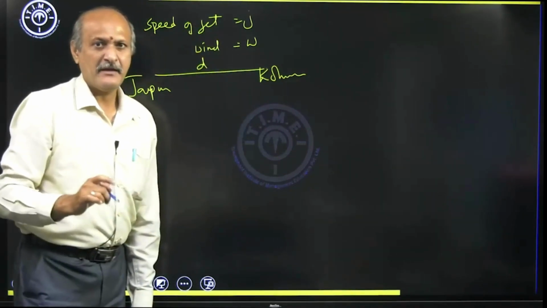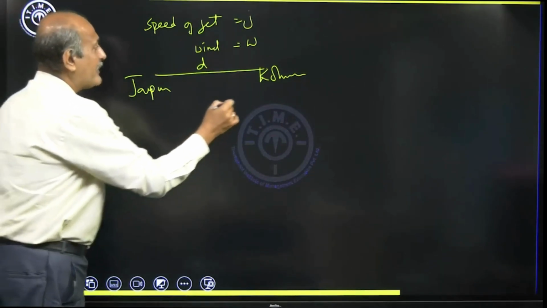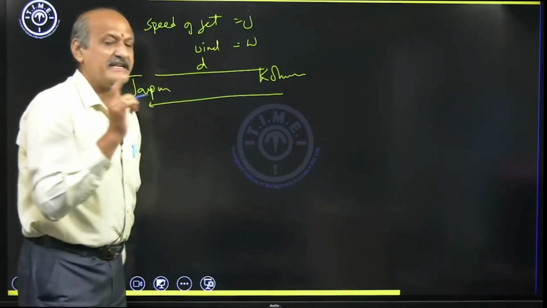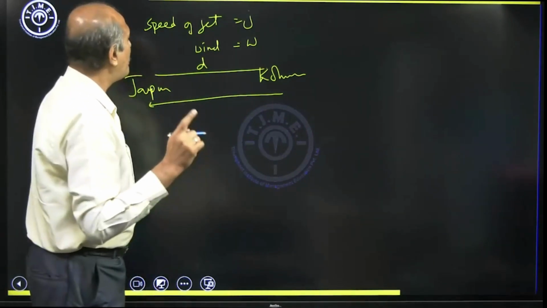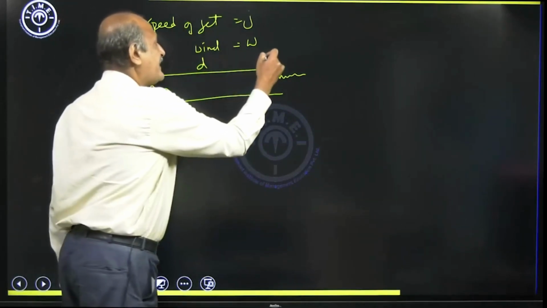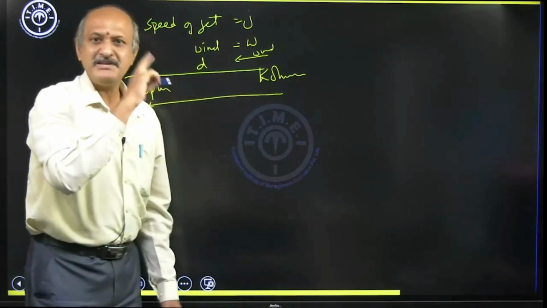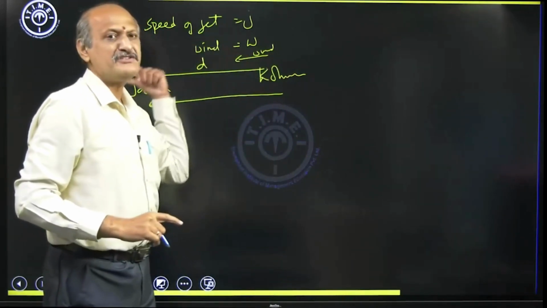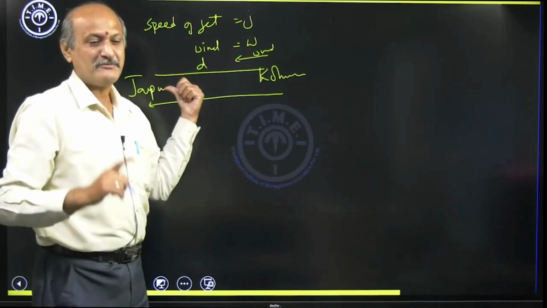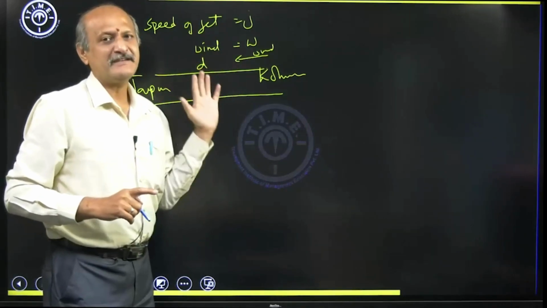Now originally, what do we know? When the plane is traveling from Kohima to Jaipur, it is traveling with a speed of J plus W. Why? Because there is a wind. It is given that the wind is blowing from east to west, from Kohima to Jaipur, and the plane is also traveling from Kohima to Jaipur. So the effective speed will be equal to J plus W.